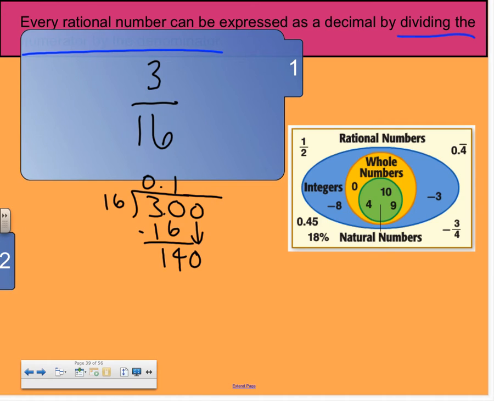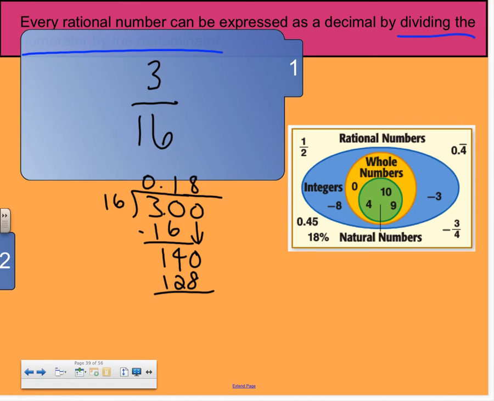16 goes into 140 how many times? Anybody got that far? Well, I know 16 times 10 is 160. That's too much, right? That means 16 times 9 would be what? 144. That's too much. So it must be 8, right? So 16 times 8 would be what? Anybody? Someone figure it out. 128. So 16 times 8 is 128.